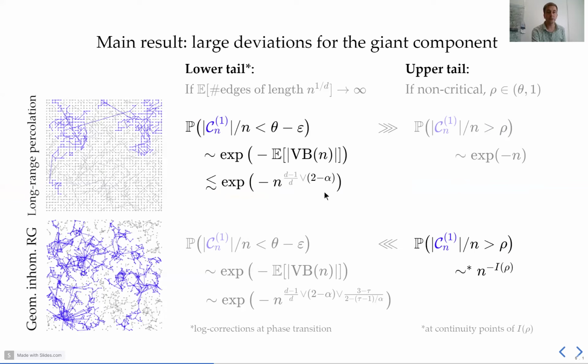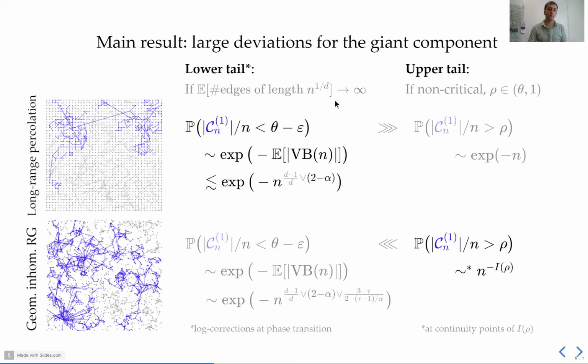Now to extend this to get this d minus 1 over d here in the first place, you can use renormalization to nearest neighbor percolation on Z^d. But to make this work, you really need to assume that the number of long edges from a box, long meaning of order n to the 1 over d, tends to infinity. There's a small problematic region where we don't have this limit tending to infinity, but where the model can still be supercritical. In that case, we don't know exactly what is happening.